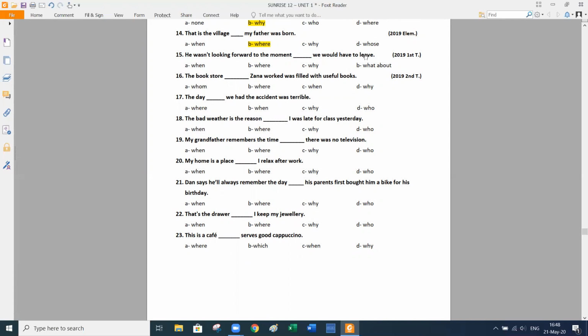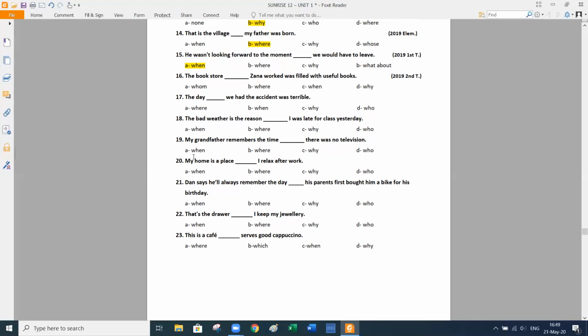Leave what? Leave again is a transitive and intransitive verb. We can use an object, and we can use it in a sentence without an object as well. I left early yesterday. I left early what? I left work, or I left home early. Home is object, but if you say I left early, it doesn't have an object. So in this sentence, again, we don't have and we don't need an object. So we are referring to time, the moment when we would have to leave.